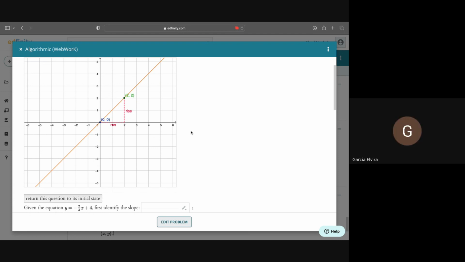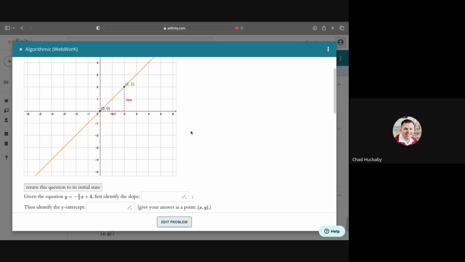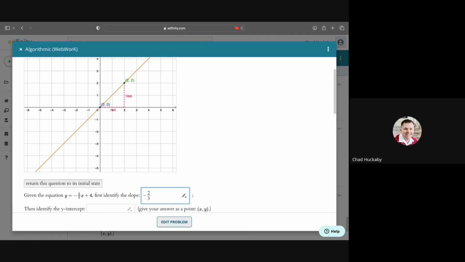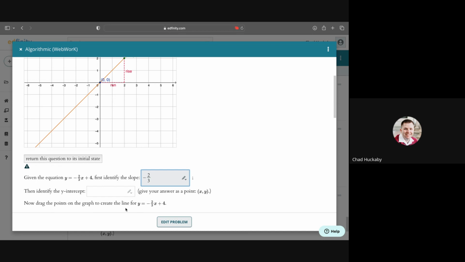Yes, I can. Okay, so the very first thing we're given is that the equation is y equals negative 2/3 x plus 4. What is the slope of that line? Negative 2/3. Okay. And what's the y-intercept?